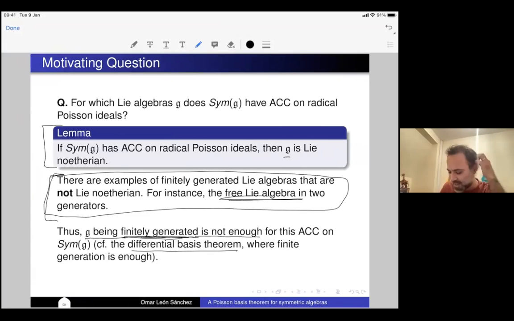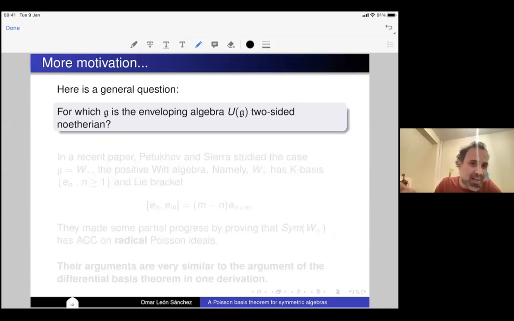Now here's a general question that goes a little bit outside of the scope, but I just want to bring it in. Another general question, kind of dual to the symmetric algebra, is: for which Lie algebras is the universal enveloping algebra two-sided Noetherian?